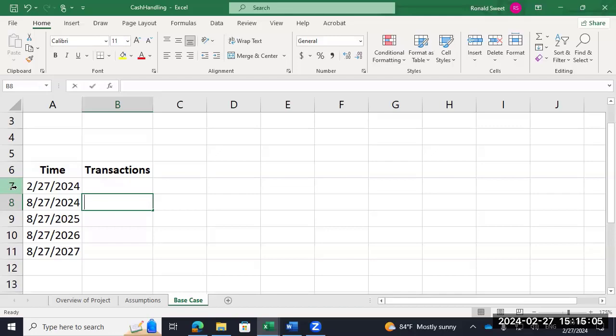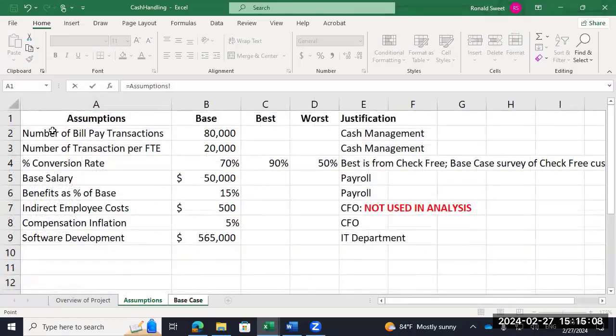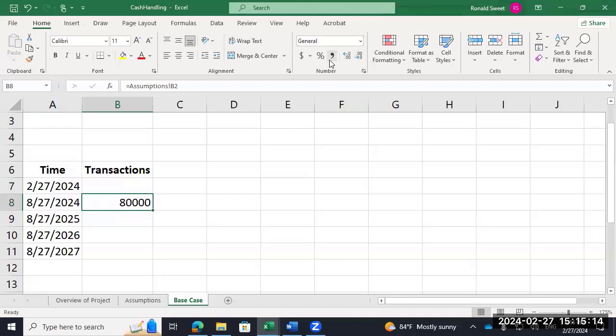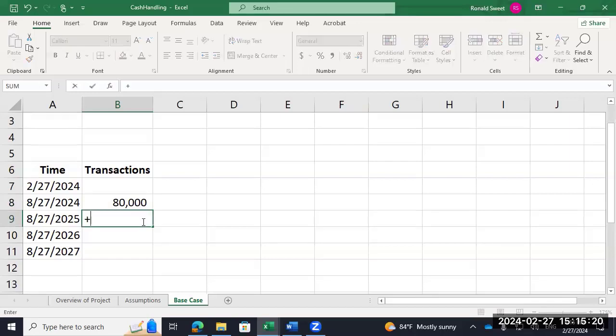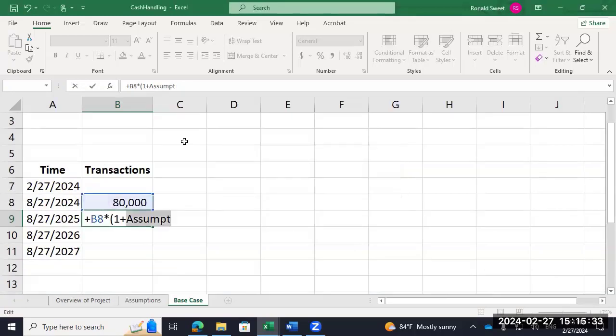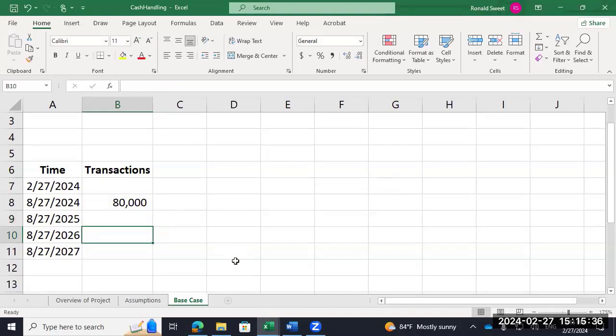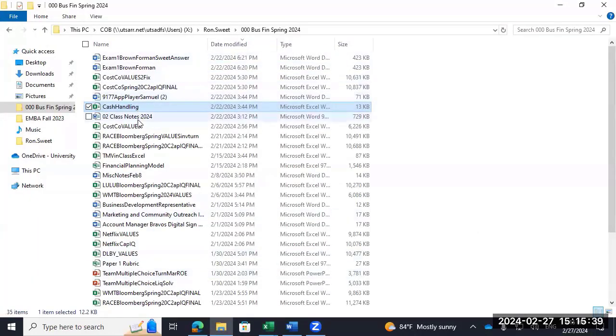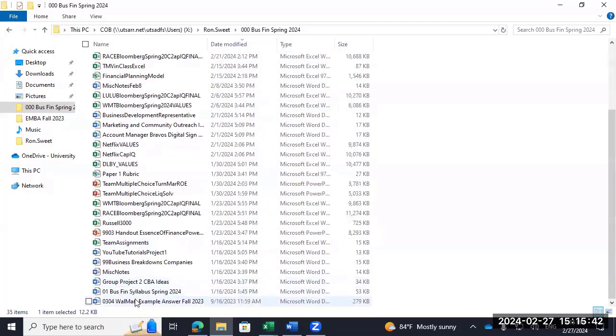So how many transactions do I have? Go back to my assumptions, and it said I have 80,000 transactions. But the next year I don't have 80,000, do I? The next year I have 80,000 times 1 plus the growth rate. Where's my growth rate? Did I not put growth rate in there? Oh, my word. All right, let's go back and find the growth rate. I left that out of the assumptions. How did I do that? I got to find it. How did I leave that out? It was probably in there and I just missed it.